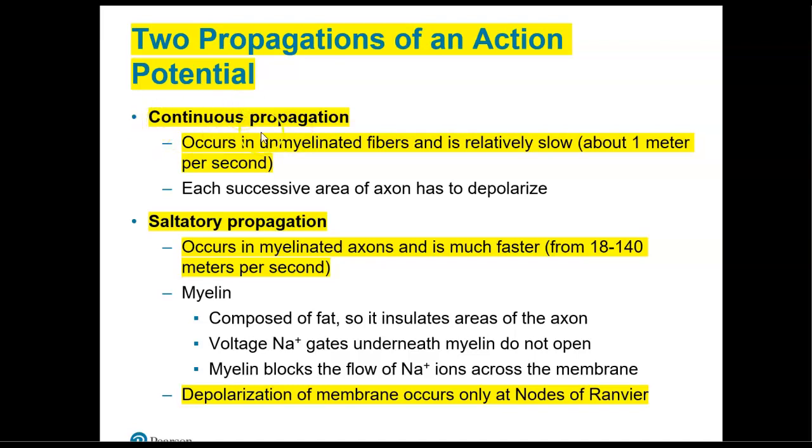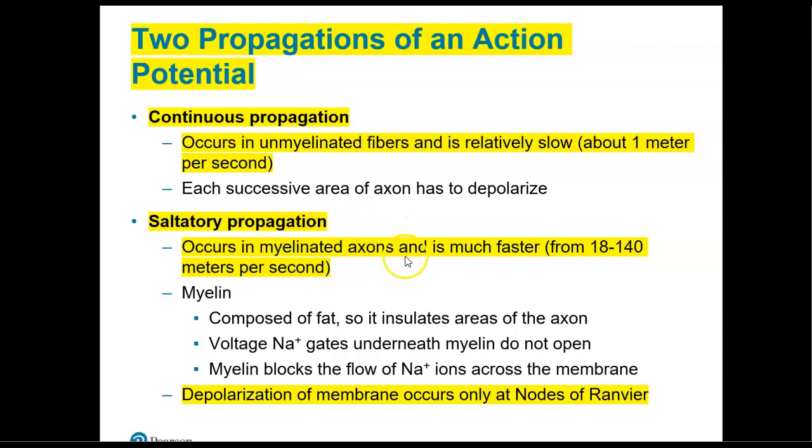Now, if the axon doesn't have any myelination, or insulation, the action potential is going to propagate continuously, and that's very slow. That's a very slow action potential. But if the axon is myelinated, and now you maybe can start to understand why there are myelinated axons, the propagation is called saltatory propagation.